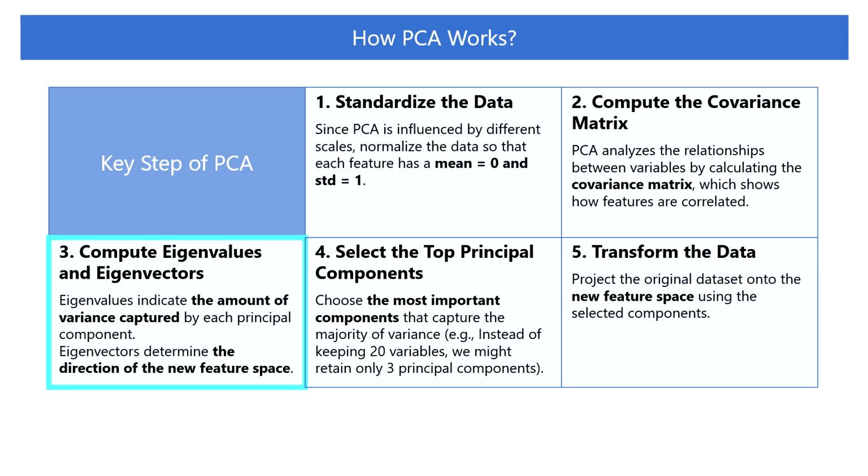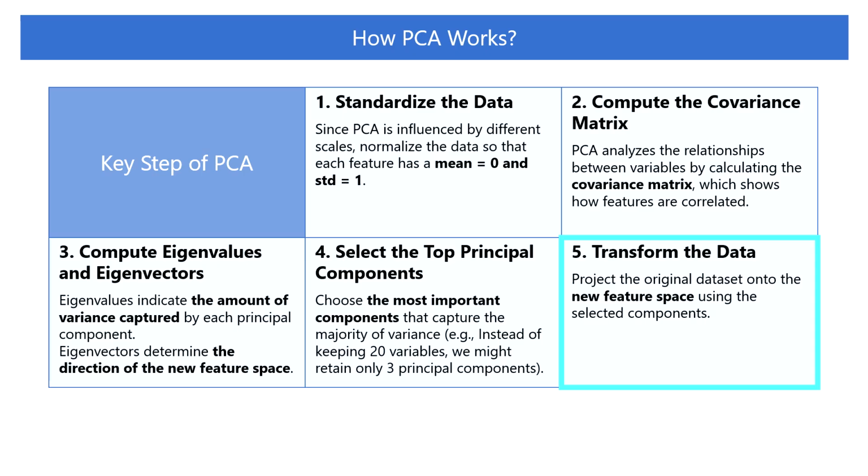Third, compute eigenvalues and eigenvectors. Eigenvalues indicate the amount of variance captured by each principal component. Eigenvectors determine the direction of the new feature space. Fourth, select the top principal components. We choose the most important components that capture the majority of the variance. For example, instead of keeping 20 variables, we might retain only 3 principal components.